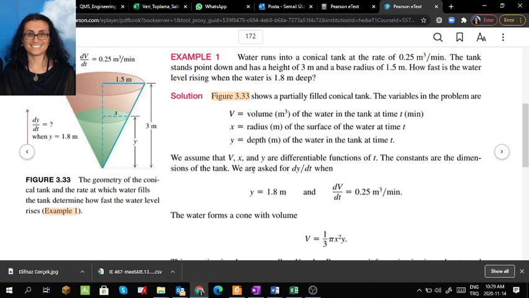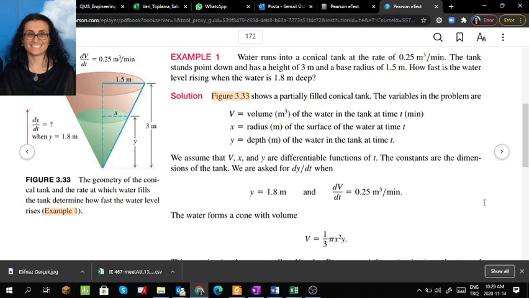The constants are the dimensions of the tank. So y is equal to 1.8 meters. They're asking what the rate is whenever the height is 1.8. So these are constants. 3 meters is a constant, 1.5 is a constant, they don't change, and dV/dt is given to be 0.25. What is this? The rate of change of the volume with respect to time.